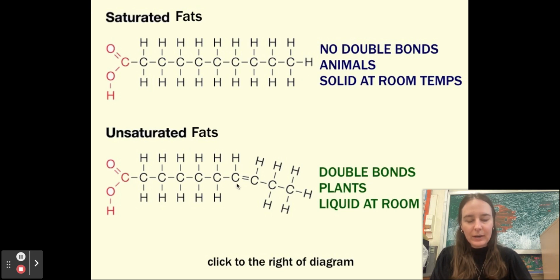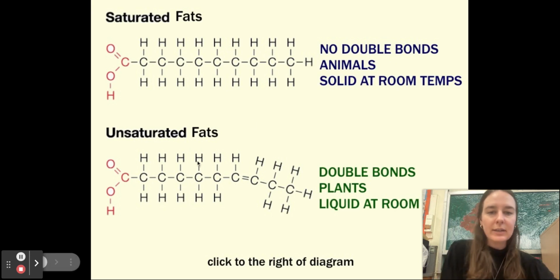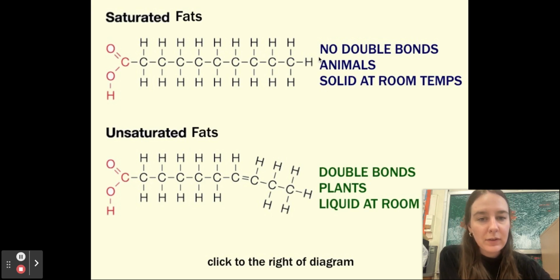But if we look down here, this one is unsaturated. Unsaturated means it's not fully surrounded by hydrogen. Saturated means it's full of hydrogen, and this one's not, so it's called unsaturated. Now, saturated fats are found in animals naturally, and they're solid at room temperature, whereas unsaturated fats are found in plants and they are liquid at room temperature.